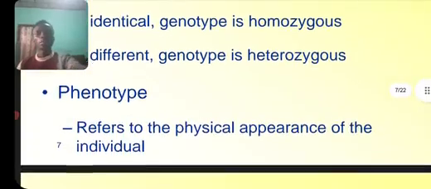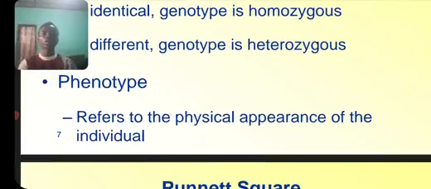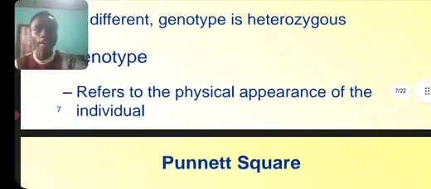Now the phenotype refers to the physical appearance of the individual. This is also called the outward expression of the genotype. For example, if we have capital T, a homozygous tall genotype, the outward expression is a tall plant. You get what I'm saying? So that's the phenotype, what we can see with our own eyes.